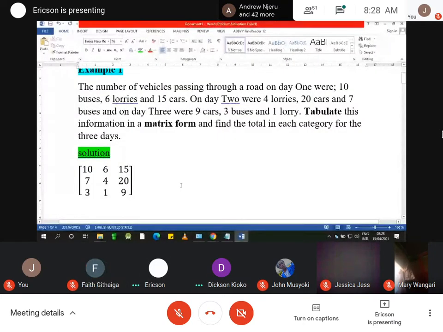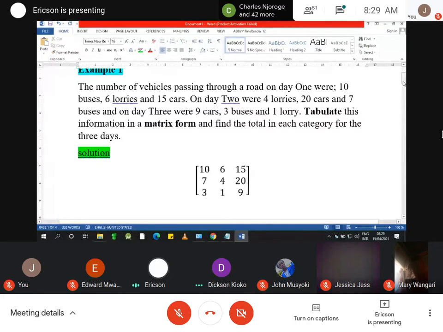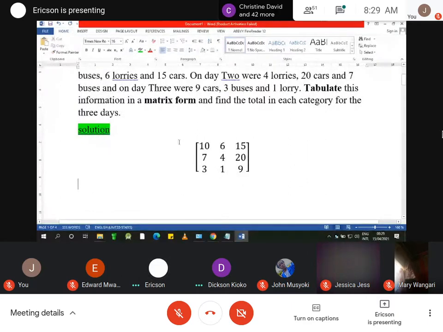So, asking us to find the total in each category for the 3 days. Basically, we say row one, day one, the second row, day two, and the third row, day three. The buses, the second column, the lorries, and the third column. So, the total for the 3 days. When we talk of the total for the 3 days, it's basically adding the number of buses, the number of lorries, and the number of cars. So in each category, we start with the buses.